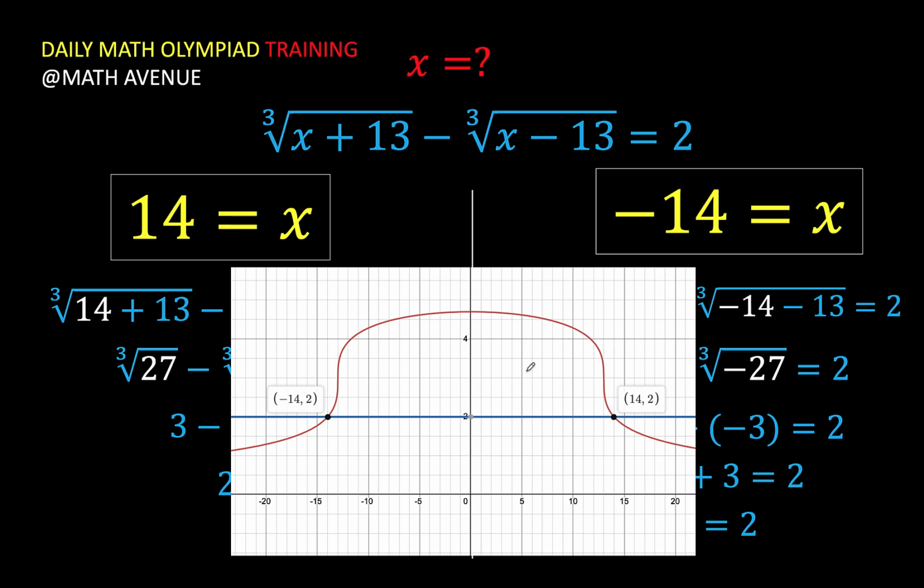That is confirmed if we look at the graph. This red curve is the graph of our given radical equation. The intersection between the graph of the left side and the line y equals 2 is at negative 14, 2 and positive 14, 2, giving us two values for x: x equals 14 and x equals negative 14, and y is equal to 2 in both. So this confirms that our answer is correct.